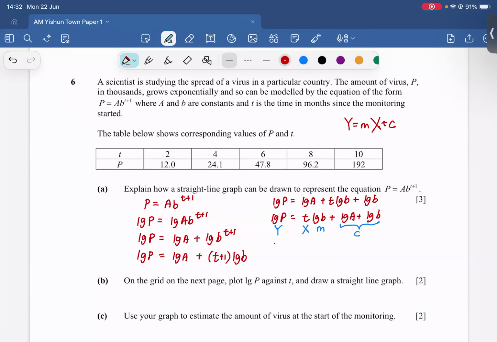So we say, draw, let the axis be log p against t. Yeah, just like that. Let the axis be, or you say draw the graph on the axis of log p against t. Then the gradient is log b, and the vertical intercept is log a plus log b.